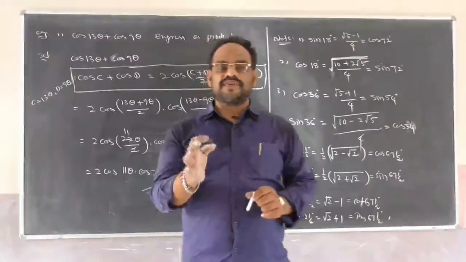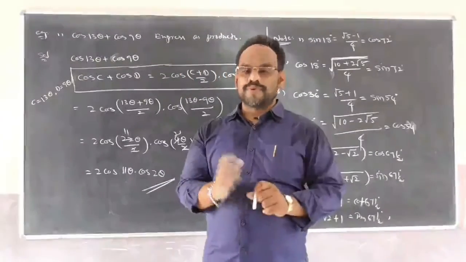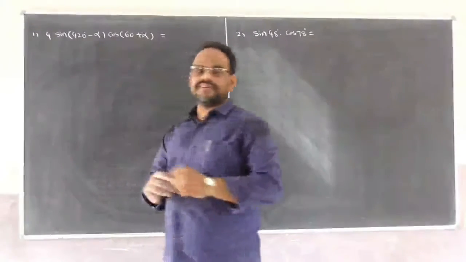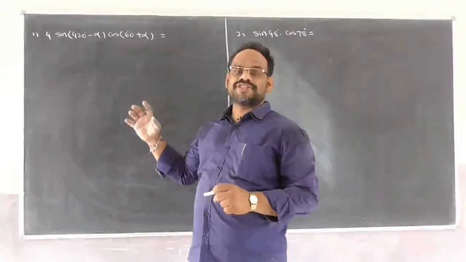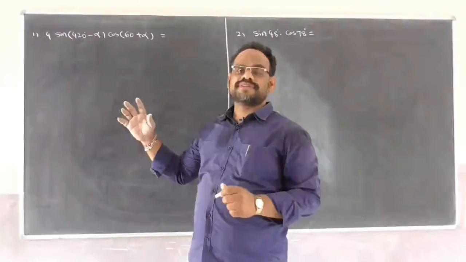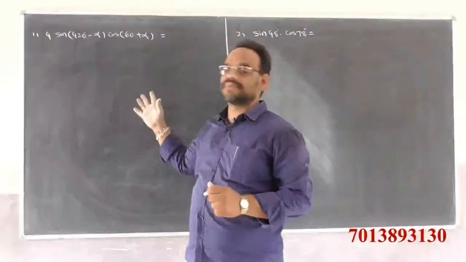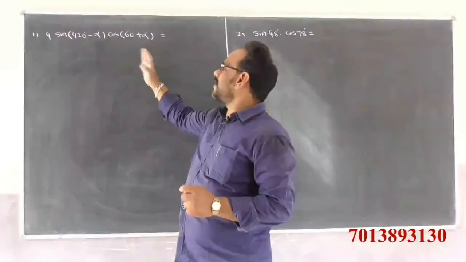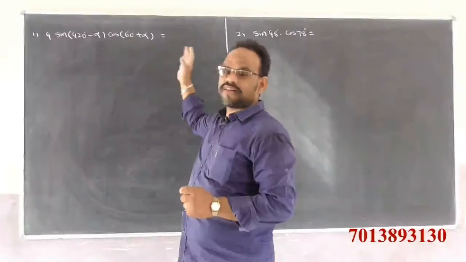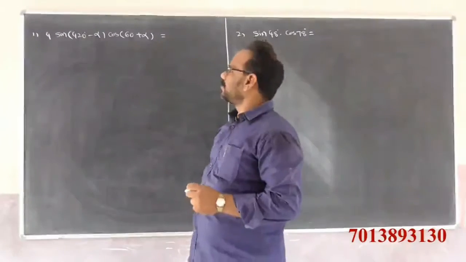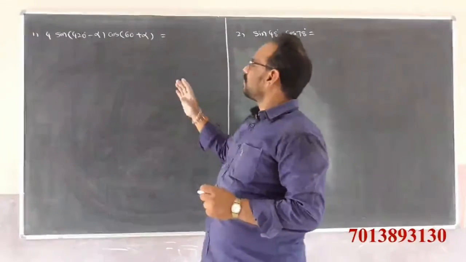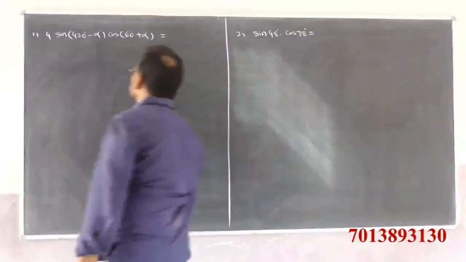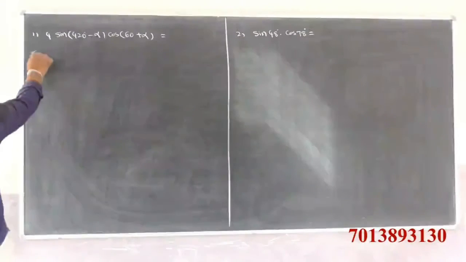This is transformation. Let us discuss some more problems in this topic. First problem, observe here. Transformation in trigonometry. In this topic we discuss some problems. First one: 4 sin(420 minus alpha) into cos(60 plus alpha), what is the value? We want the value of 4 into sin(420 minus alpha) into cos(60 plus alpha).